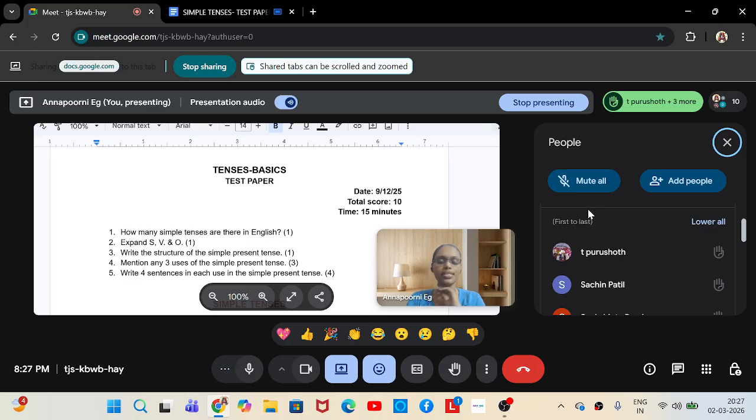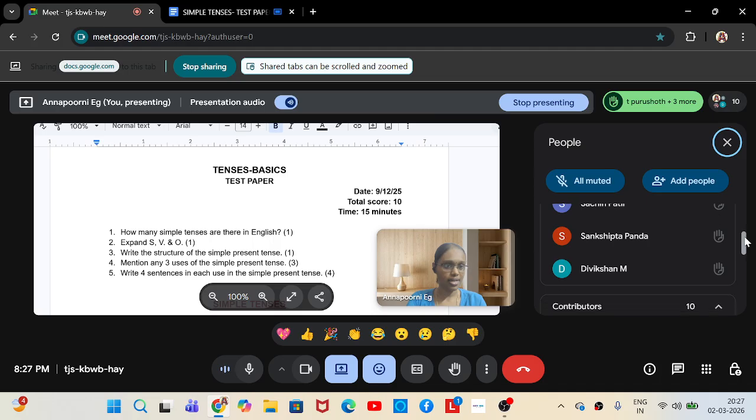Subject plus verb plus object is the general structure of any sentence in English, the basic structure. But if the tense is specific in the question, then you have to specify which form of the verb you are writing, whether it is V1 or V2 or V3 or the ing form of the verb. You should be specific about it. Okay. Mention any three uses of the simple present tense.